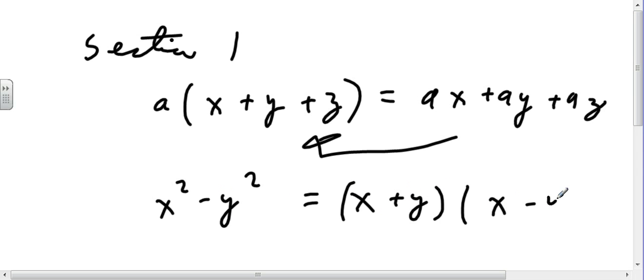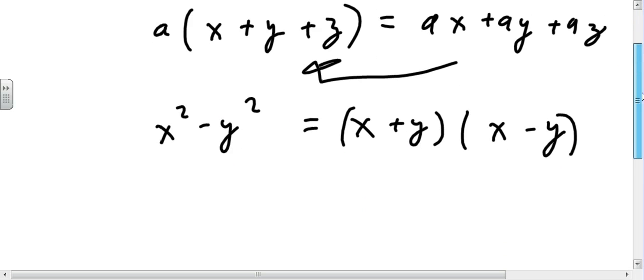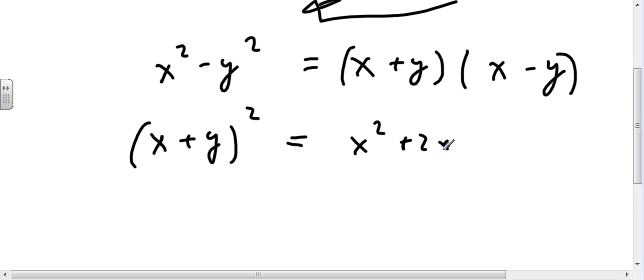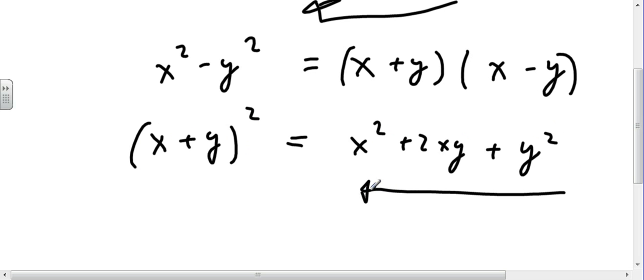Now, each of these formulas is on the front cover of your book. So if you're doing a test or something and you can't figure out what you're supposed to remember, you look at the front cover of your book and it's going to be there. If I have x plus y squared, then that's going to be x squared plus 2xy plus y squared. So if I have something that looks like that, I would factor it x plus y, x plus y.